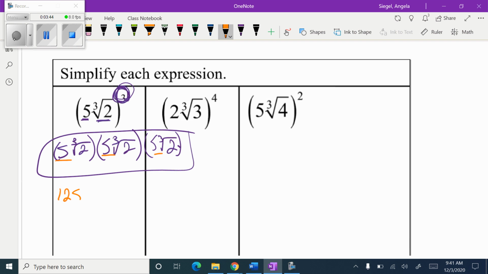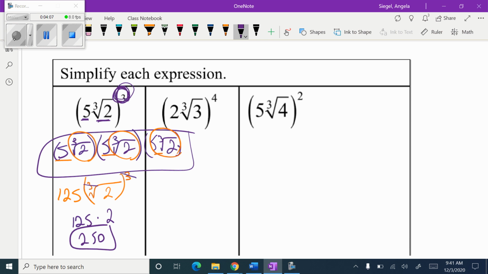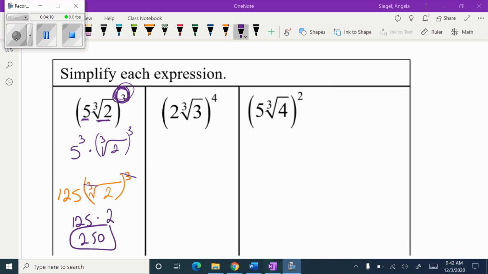So that's going to be 125. And then I have the cubed root of 2, and I'm taking that 3 times. This times this times this. So I'm taking that to the 3rd power. What happens is the cubed root to the 3rd power, those cancel out to 1. So I have 125 times 2 to the 1st, or times 2, which is 250. So try the other 2 and see what you can do.